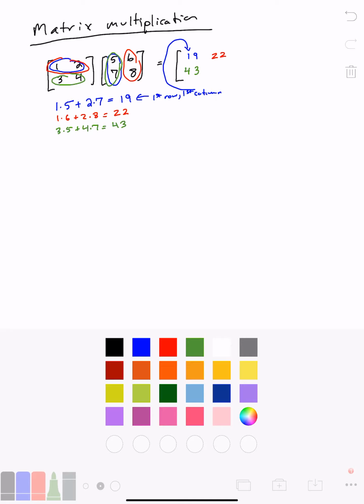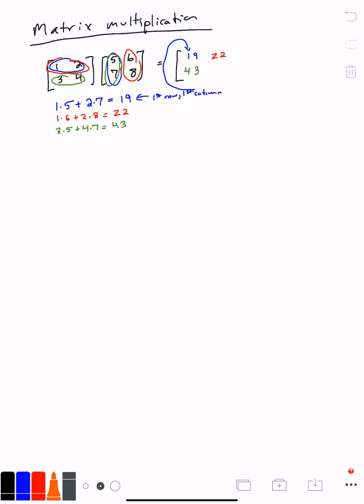And lastly here, if I do the second row and the second column, I'd have 3 times 6 plus 4 times 8, which is 50. And so this would be the answer of your matrix.